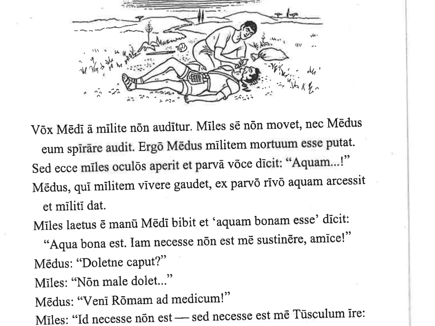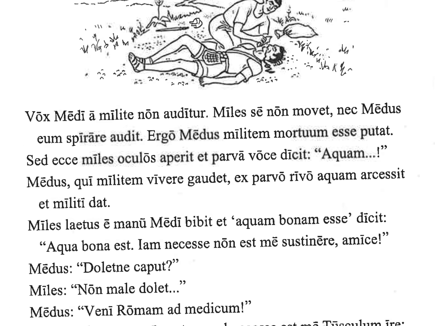Miles se non movet. The soldier literally does not move himself, but we would just say does not move. Nec Medus eum spirare audit, nor does Medus hear him breathing. Ergo Medus militem mortuum esse putat. Therefore, Medus thinks, putat, that the soldier is dead. Now, militem mortuum esse literally means the soldier to be dead. He thinks the soldier to be dead, but we would more normally do that with a that clause, so therefore he thinks that the soldier is dead.